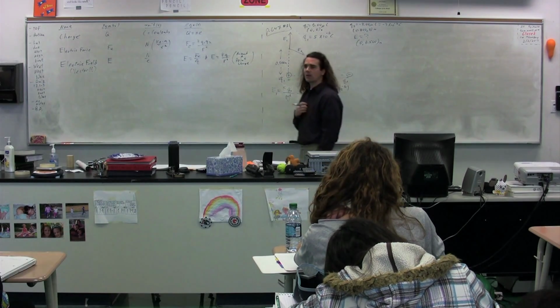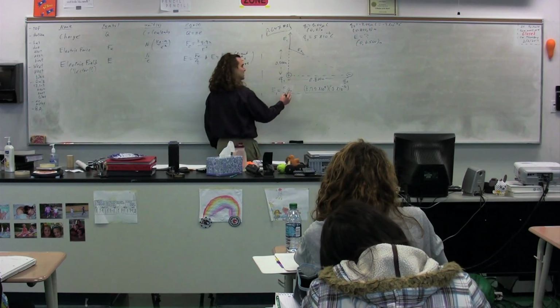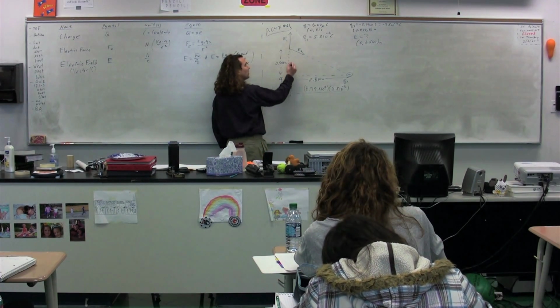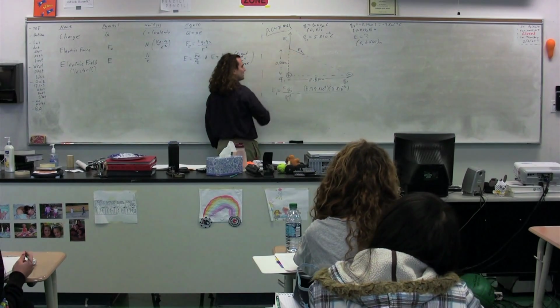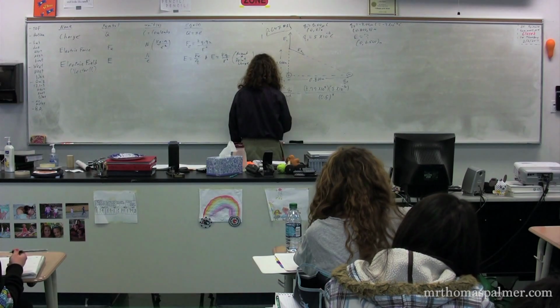It's okay, she's not seeing it. Who's going to help me with R1? Mitch? 0.5. Notice it's the distance from the center of mass of charge 1 to the point we're talking about, in this particular case. That's 0.5. So we're going to square that, and we get the electric field 1.